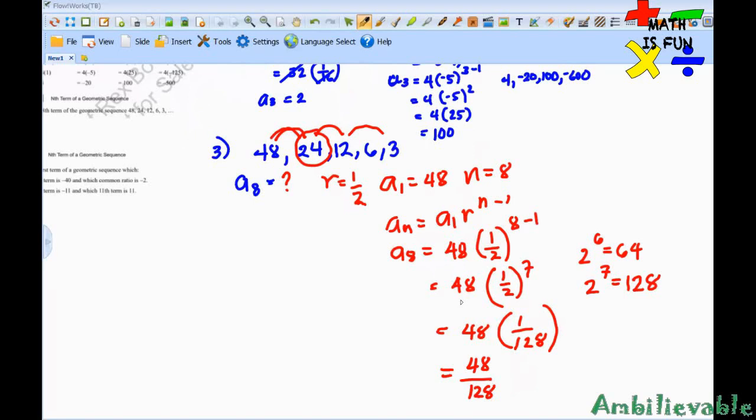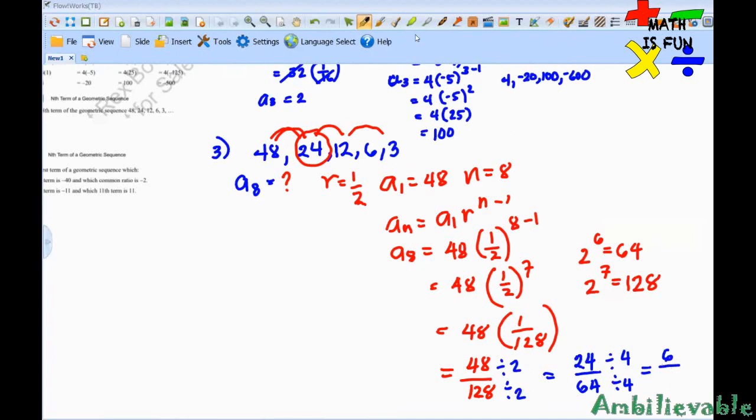So what is the common number between 48 and 128? We can simplify that. First, let's make it smaller. Divide by 2 each. So 48 divided by 2 will give you 24, and 128 divided by 2 will give you 64. There is a common number here that you can divide, which is 4. Okay. So 24 divided by 4 will give you 6. 64 divided by 4 will give you.